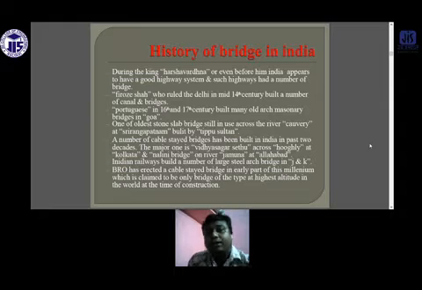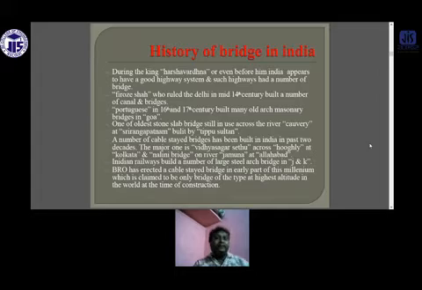The Tughlaq, who ruled Delhi in the mid-14th century, built a number of canals and bridges. The Portuguese in the 16th and 17th centuries built many old arch masonry bridges in Goa. One of the oldest stone slab bridges still in use is across the river Kaveri at Srirangapatnam, built by Tipu Sultan.